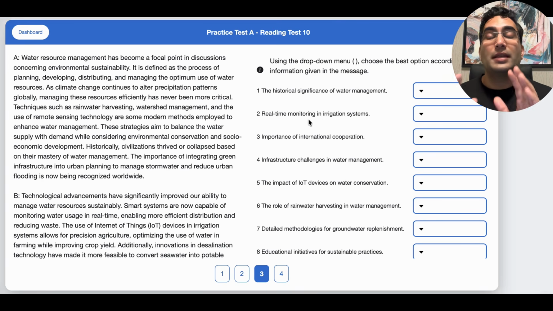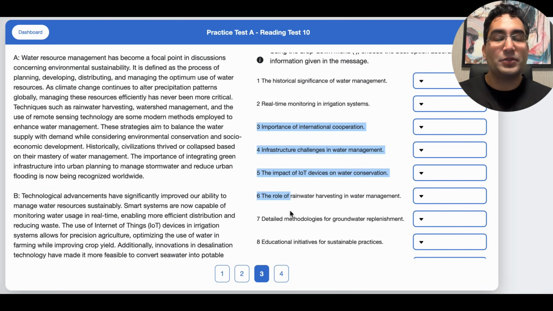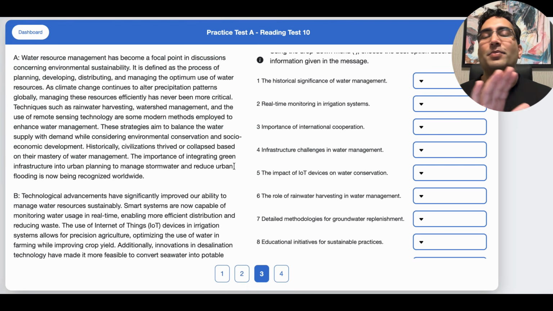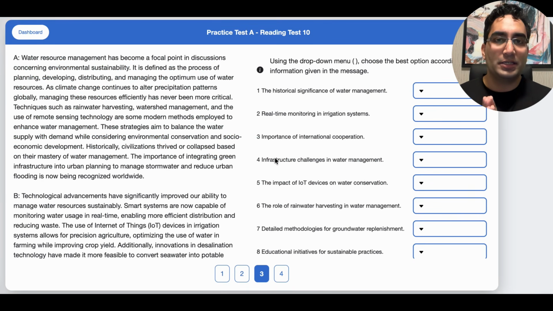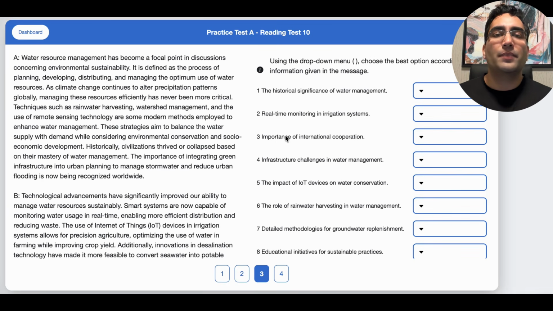But if you don't, and especially if you're one of those people who reads this and then comes to the questions, and as soon as you're here, you actually forget what you read, that's okay. Today's strategy is for you. What we're going to do here is out of questions 1 to 9, we're just going to read half of them. So either 4 or 5 questions.